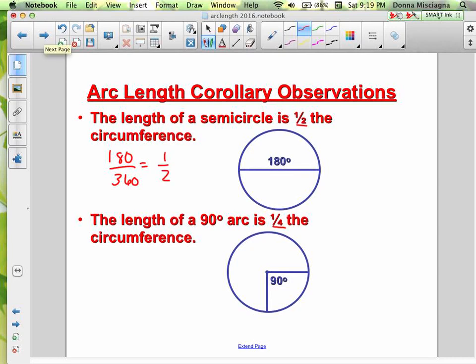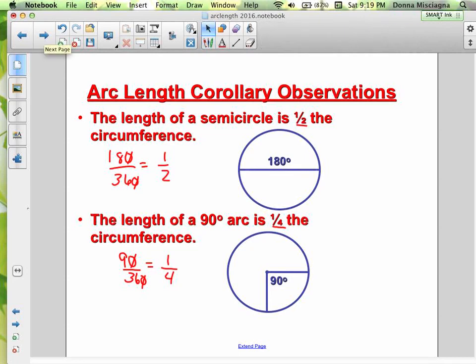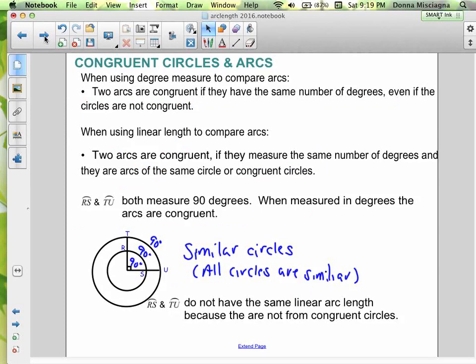The length of a 90-degree arc is 1/4 the circumference. Well, 90 over 360, we could cancel out the zeros. We're left with, and actually we could have canceled them out here too, 18 over 36. And we're left with 9 over 36, that's going to be 1/4. All right, so that makes sense that a semicircle would be half the circumference, and the length of a 90-degree arc would be 1/4 the circumference. So that's just to fill in your notes. And let's do some problems like this in a moment.